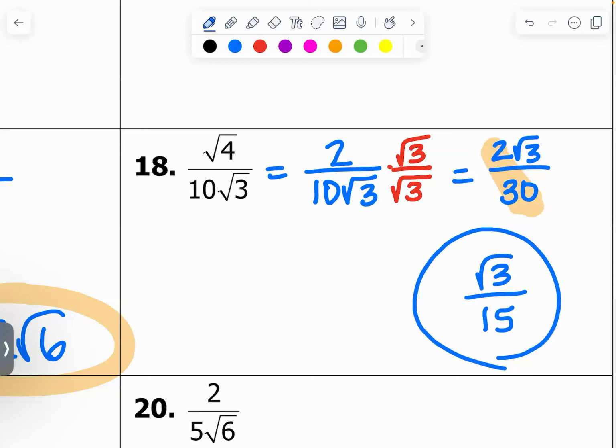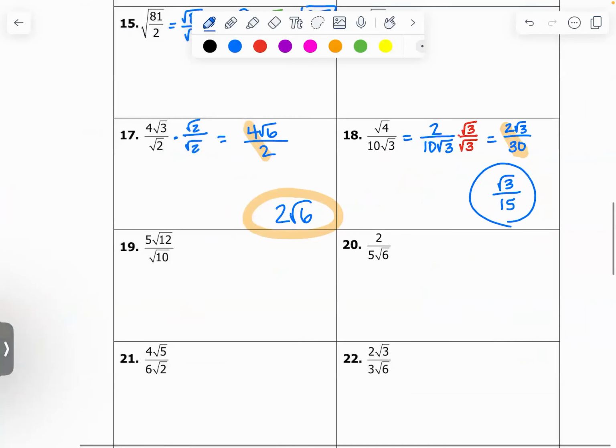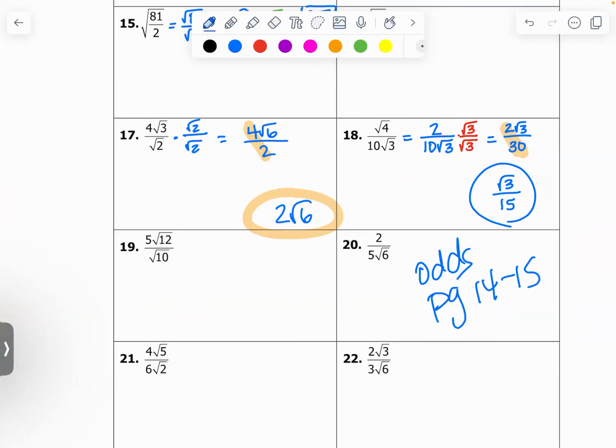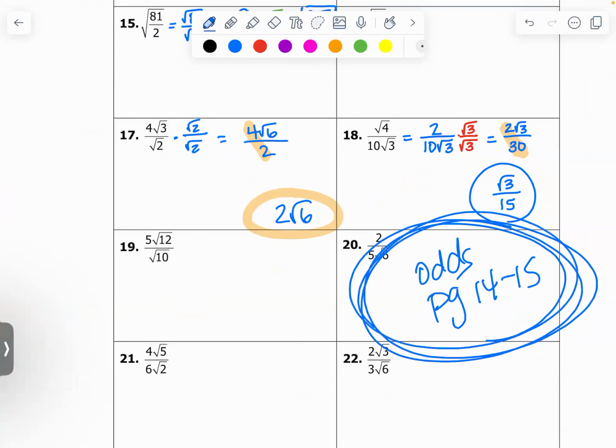Okay, so I want to give you a chance to start this in class, just in case you have some pickups. We're on page 14 and 15. So I'm going to ask you to do only the odds from page 14 to 15. Only the odds.